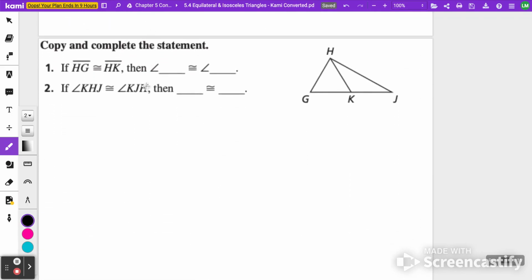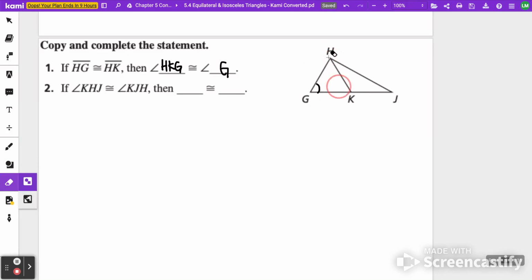Copy and complete the statement. If HG, which is here, is equal to HK, then what angle is equal to the other one? Well, looking across from it, we can say that angle K, which is technically two different angles, so we have to be very specific about that. So let's say this is angle HKG, because that encompasses angle K right here, is congruent to angle G, right? Which would be right here, okay? Let's look at the next two.